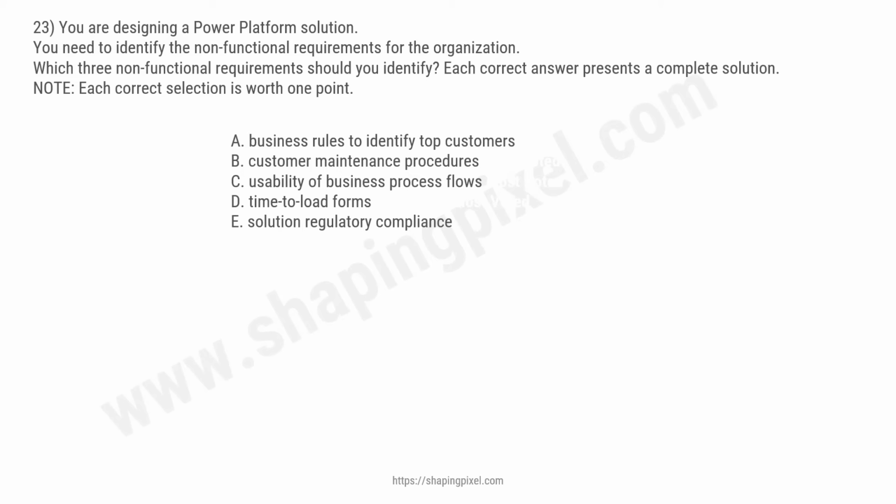Option A, business rules to identify top customers. Option B, customer maintenance procedures. Option C, usability of business process flows. Option D, time to load forms. Option E, solution regulatory compliance. So the right answer here is option B, customer maintenance procedures, option D, time to load forms, and option E, solution regulatory compliance.